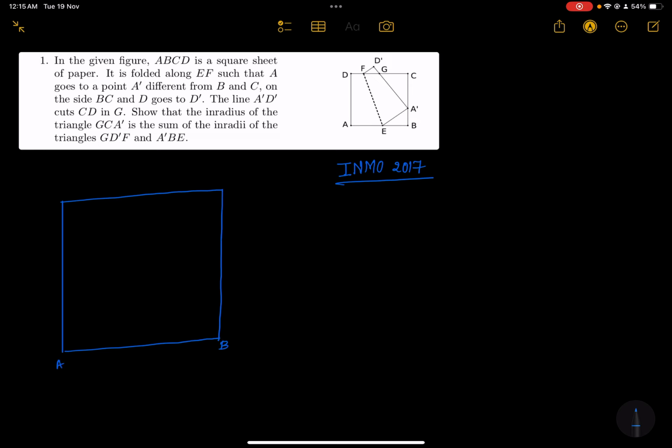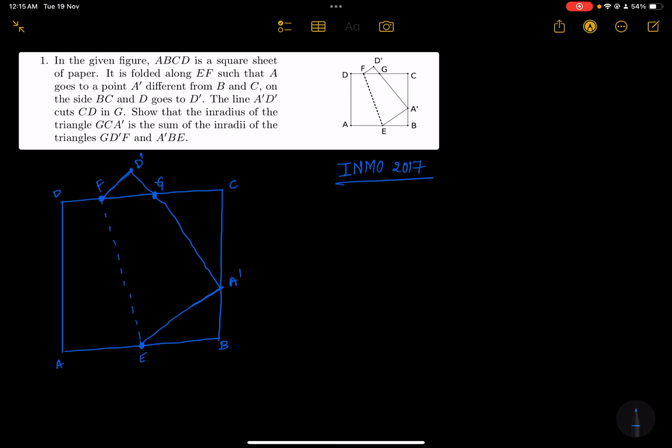A, B, C, D. It is folded along EF. So EF is the line along which the square is folded, such that D goes to D dash and A goes to A dash. And the line A dash D dash meets CD in G. And this is F and this is E. So this is the information given in the question.